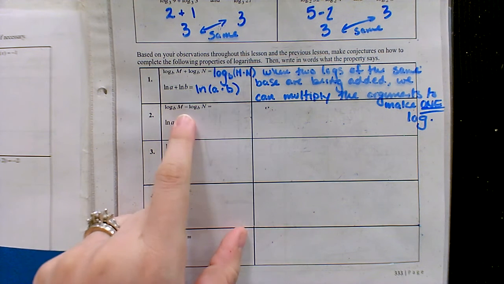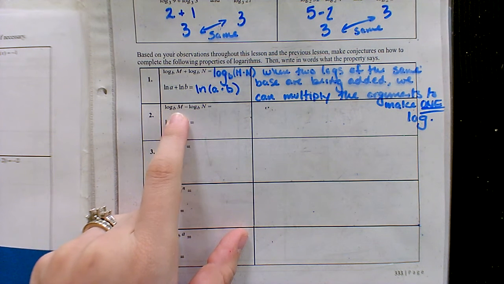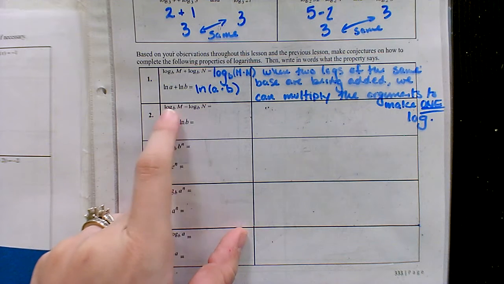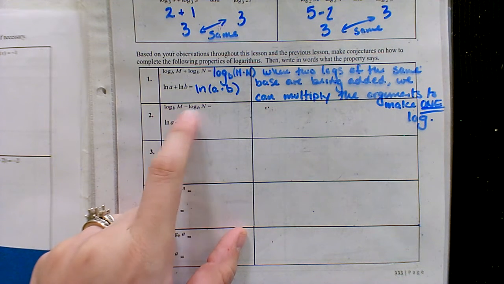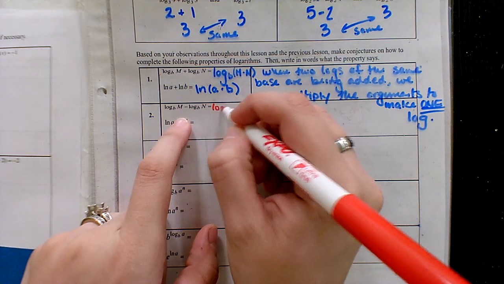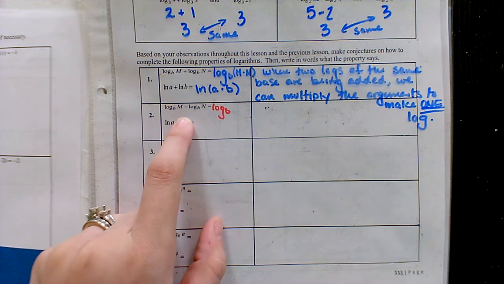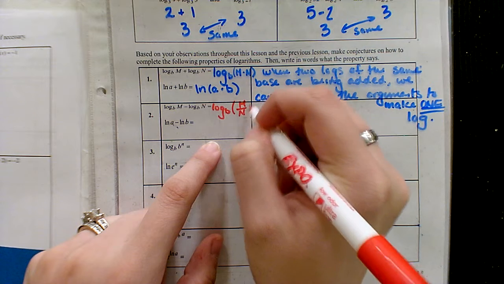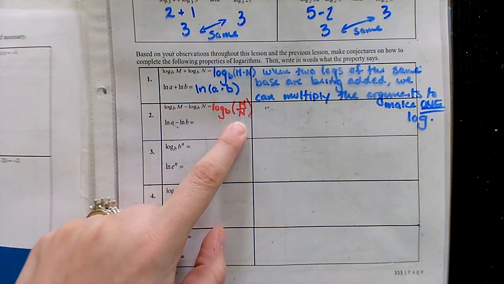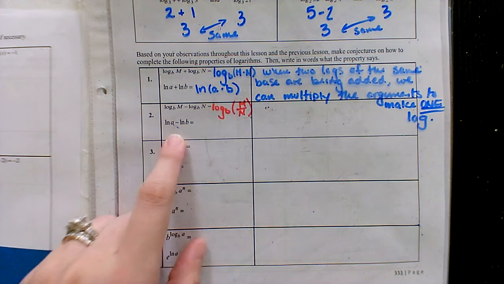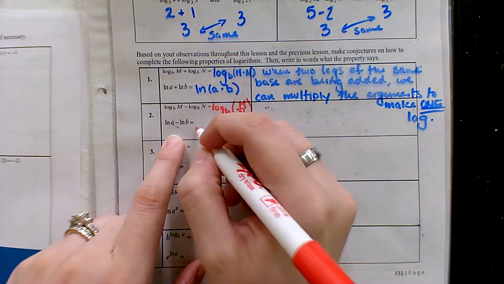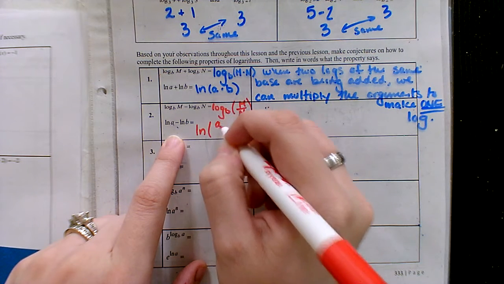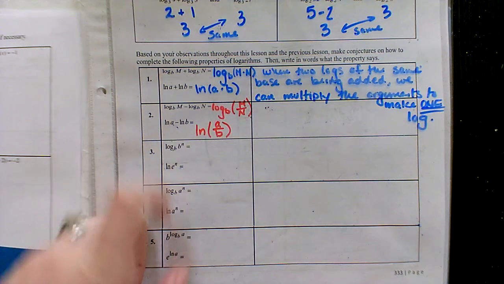All right, let's check out the next one. We are subtracting 2 logs together that have the same base. How can we turn that into one logarithm? Yeah? You would be dividing. Specifically, the first argument divided by the second, m divided by n. Same property would hold true for natural logs. So this would be natural log of a over b.